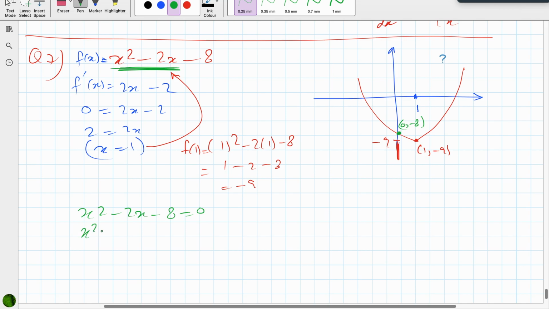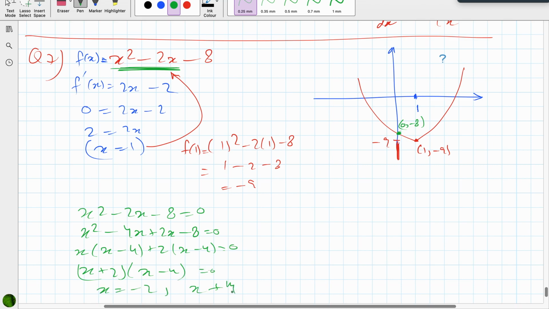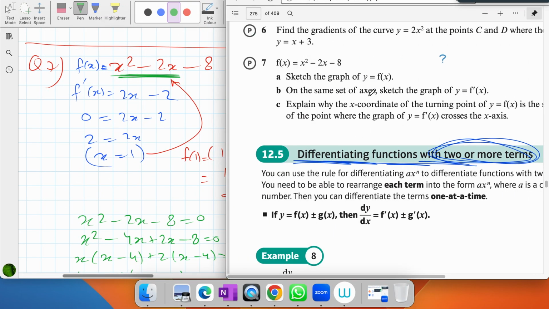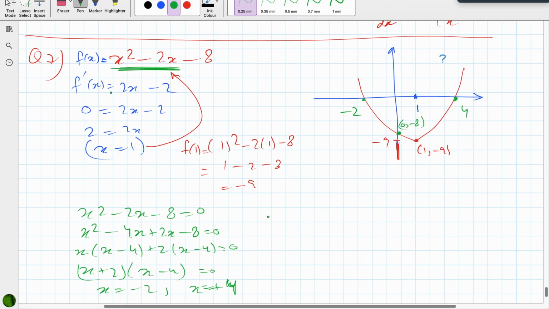4 twos are 8, minus 4x plus 2x minus 8, x minus 4 plus 2 times x minus 4, and (x plus 2)(x minus 4). One is x equal to minus 2, the other is x equal to 4. So this is x equals 4 and this is x equals minus 2. Second part says, on the same set of axes, sketch the graph of f dash x. Now this is f of x.